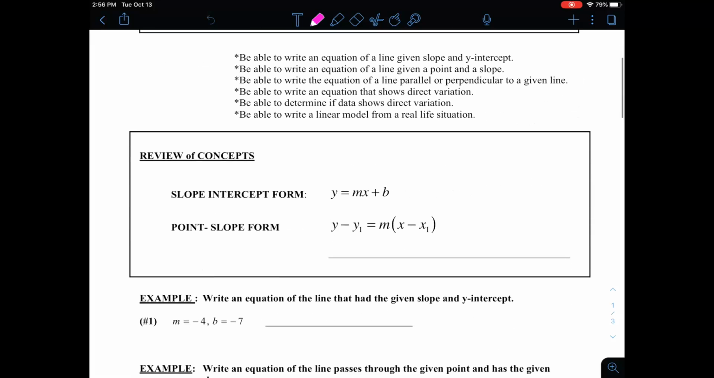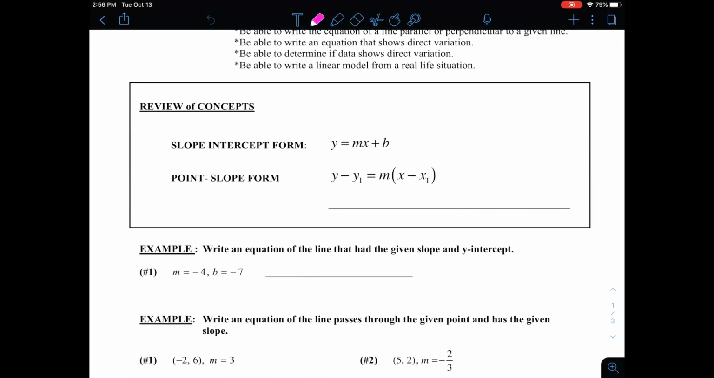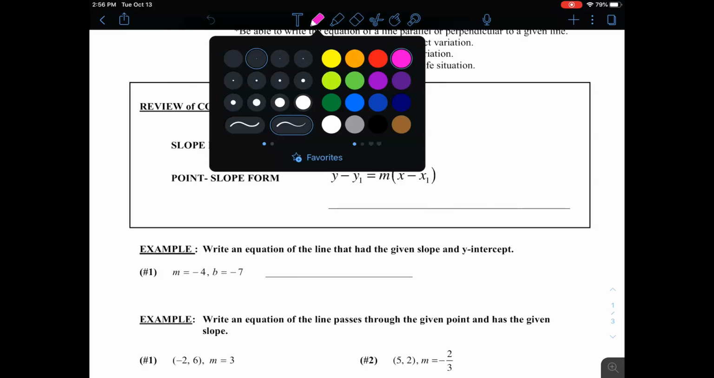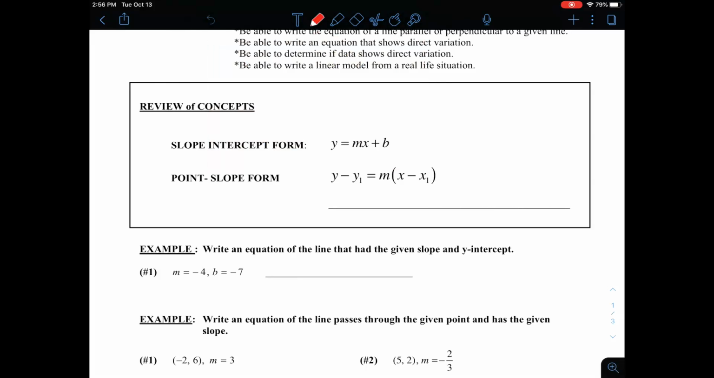All right, so we have a review of concepts. It says slope-intercept form, y equals mx plus b. Hopefully you know y equals mx plus b from middle school. That was a very popular one. And then in Algebra 1, we learned about point-slope form, which was y minus y1 equals m times x minus x1.